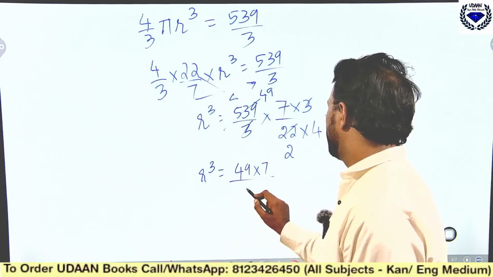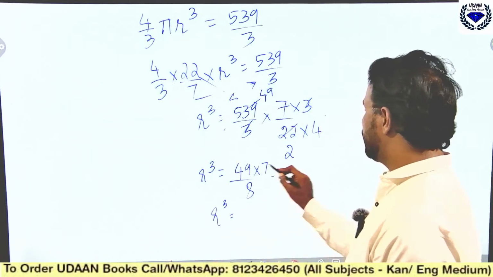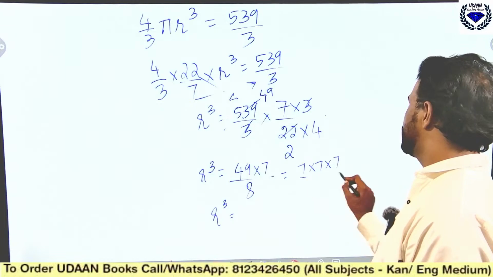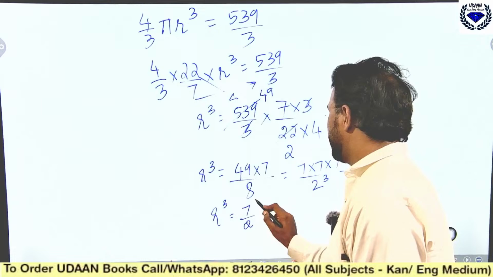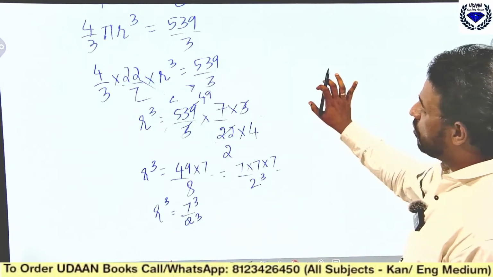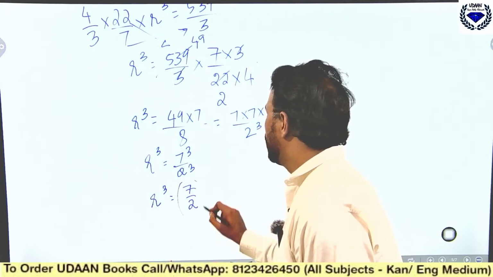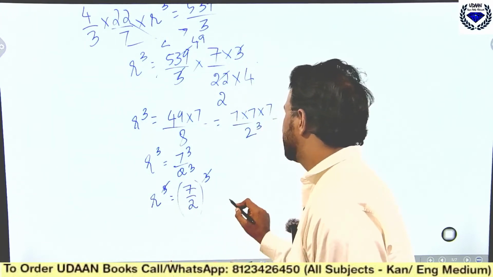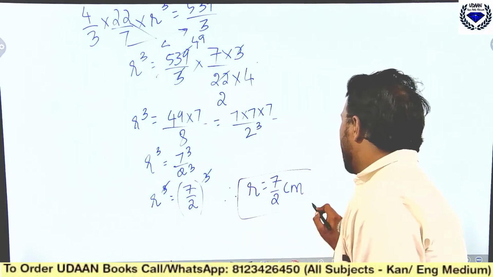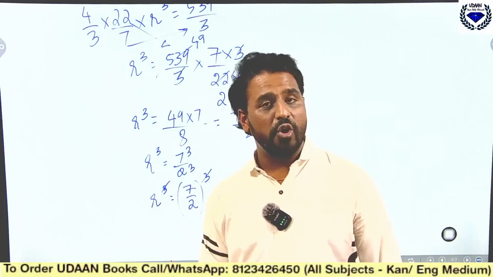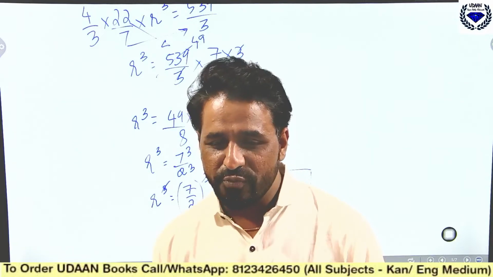Then 4 2s are 8 you will get. So R cube, how much will you get? This 49 I can write as 7 into 7 into 7, and this will be 2 cube. So it is 7 cube by 2 cube. So what answer can you expect here? R cube is equal to 7 by 2 the whole cube. Cube will get cancelled. Therefore R is equal to 7 by 2 centimeter. Okay, I hope you got that radius we found now. What is the radius now? It is 7 by 2 centimeter.